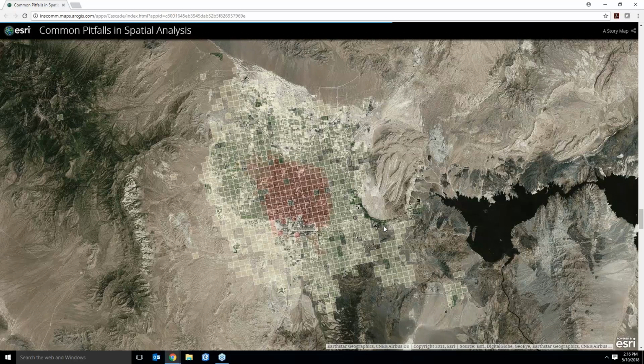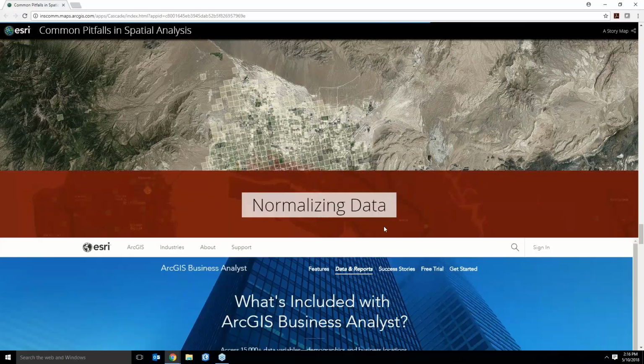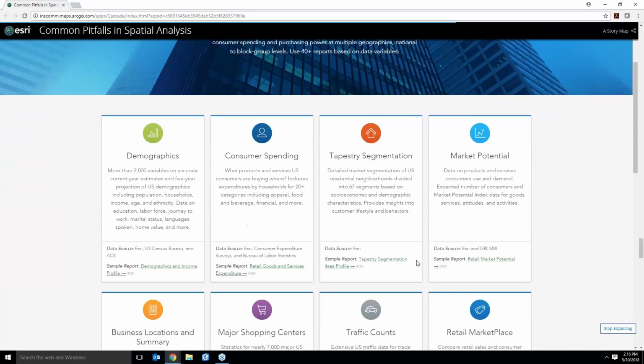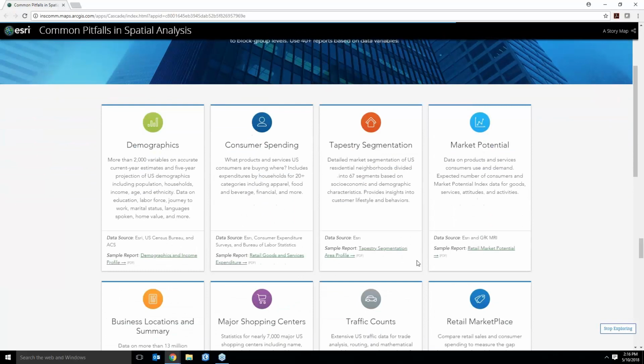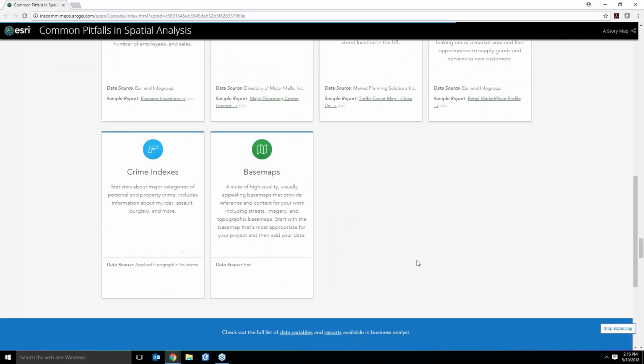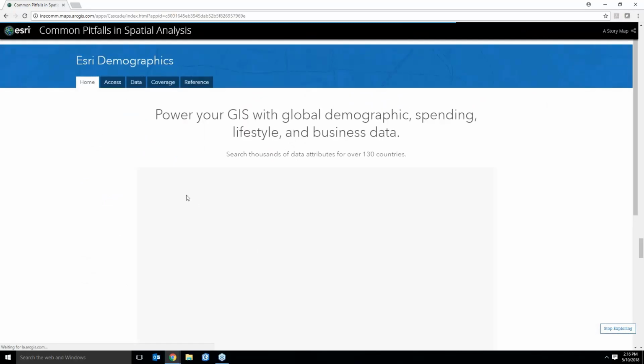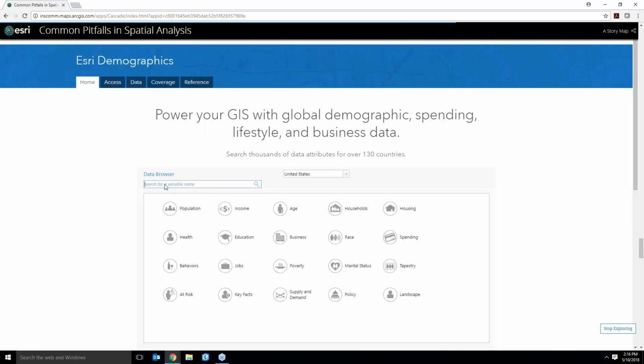And one way that we can do that is by leveraging additional data that's available to us, such as the data that's available in Business Analyst. From the product page here, we can browse the over 15,000 data layers available by the particular category or use case, but I can also search for a particular term of interest. In this case, I'm going to search the data browser for variables that are related to insurance.